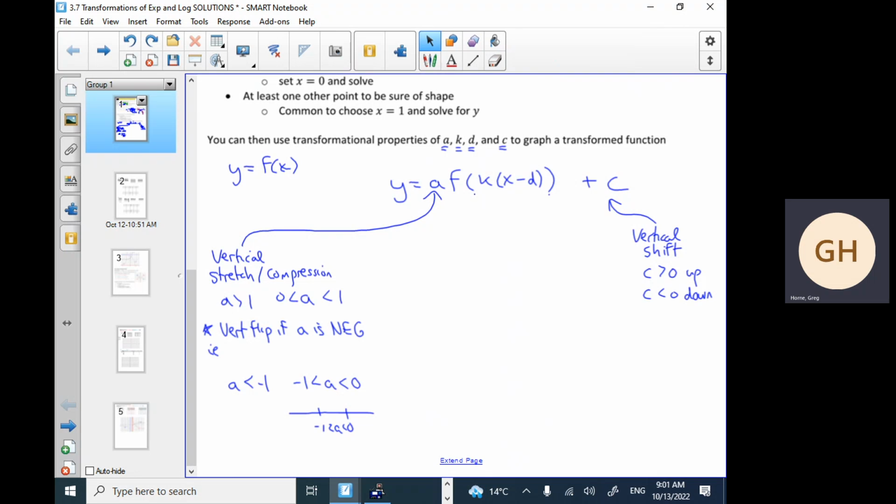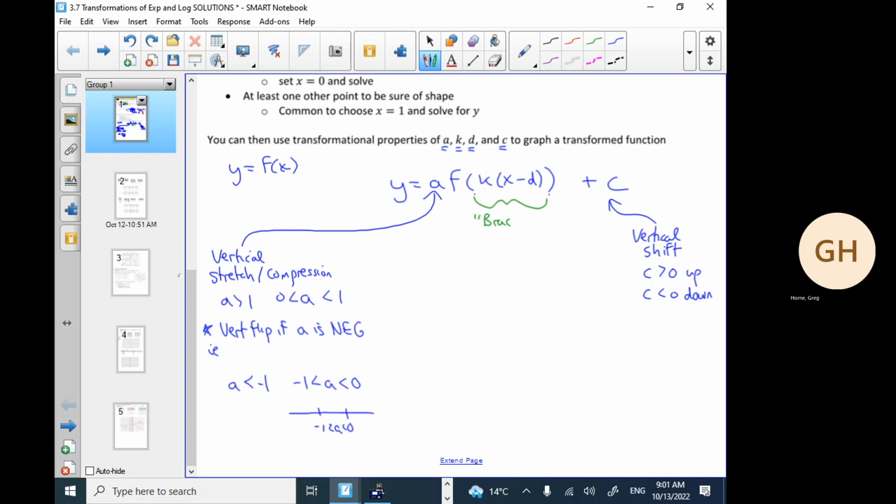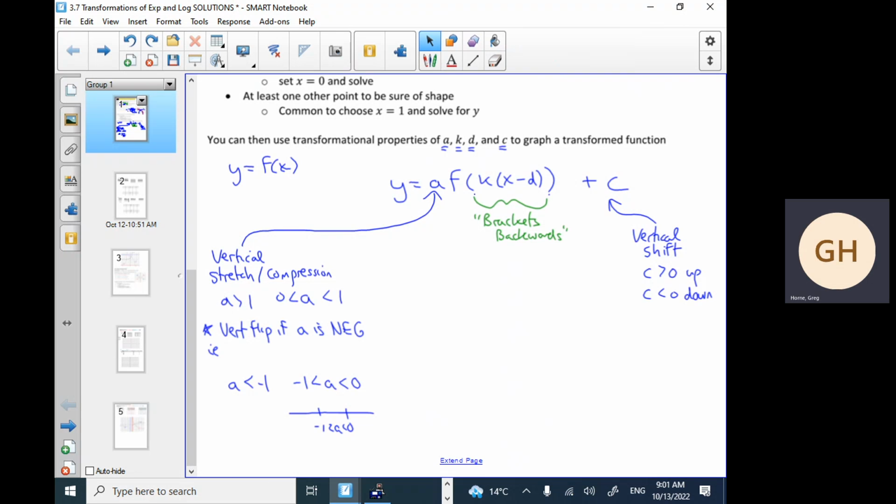And going on here, I like to think of this in a simpler way, where I coined the phrase in the past with grade 11 classes, brackets backwards. I'll try to give a little bit of an explanation as to why things are backwards. I'll just show how it all works. The logic is that you're operating on x before the function happens. So we need to think of what the new value of x needs to be, so the function's operating on the same value it would have been operating on.